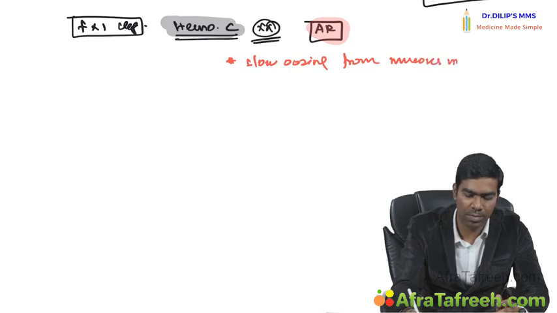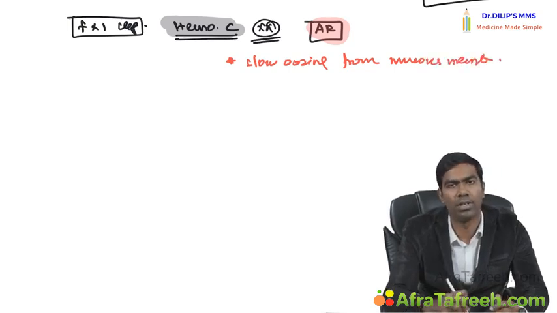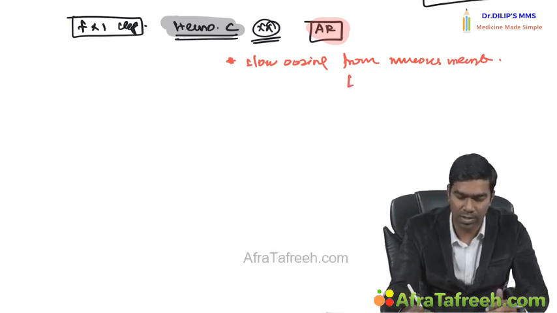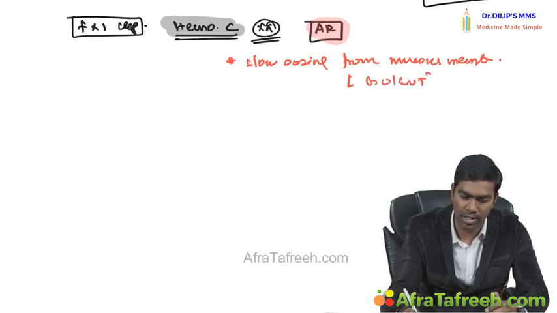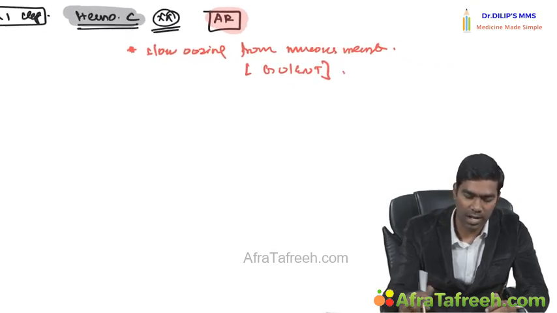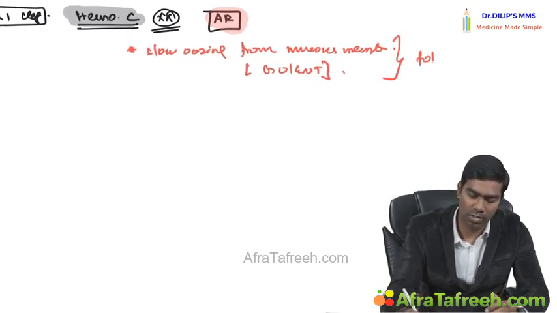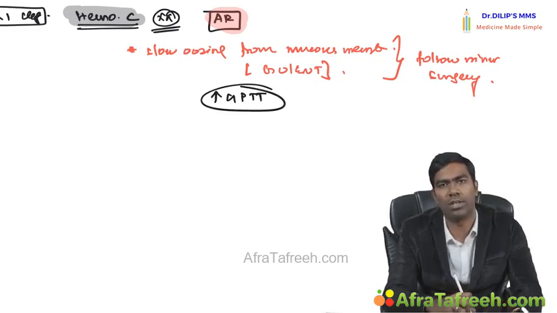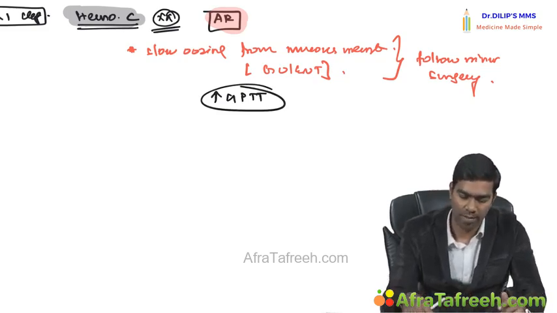And this usually mimics a bleeding disorder. That's why this is special. Slow oozing from mucous membranes, especially after a gastrointestinal, genitourinary or ENT site. And this oozing typically follows a minor trauma or minor surgery. And definitely, since it's a part of the intrinsic pathway, your APTT will be surely elevated without a doubt.